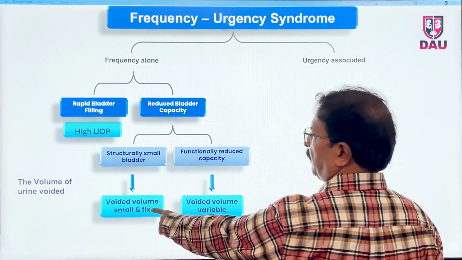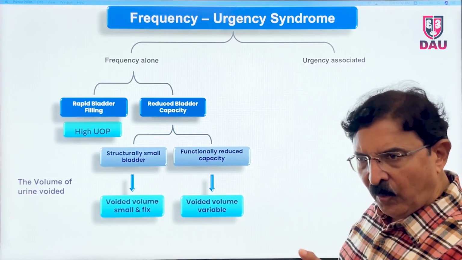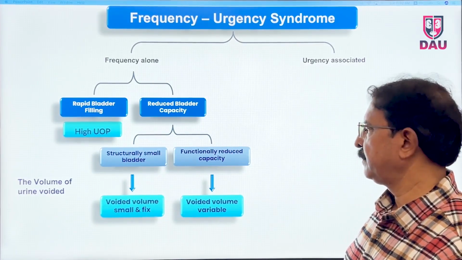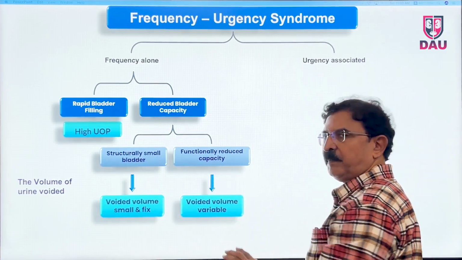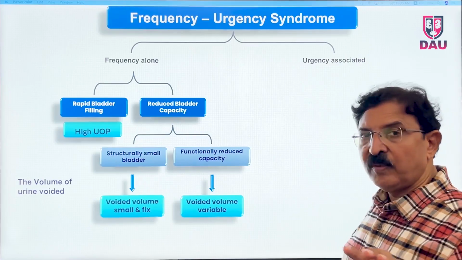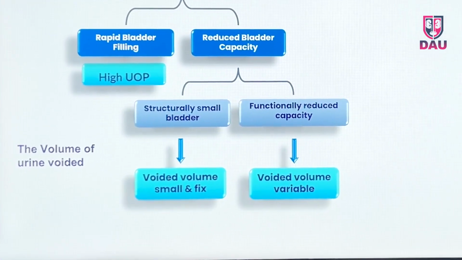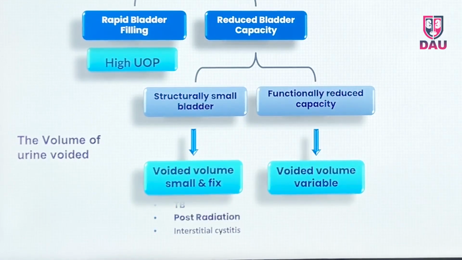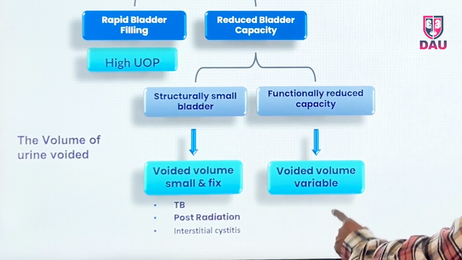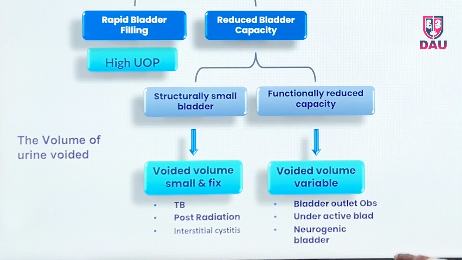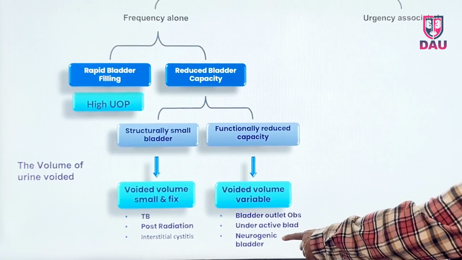Or the patient with a structurally small bladder will say, I void urine, low amount, every time the amount is the same, small and fixed. But if it is a functional reduction in the capacity, the patient will void a small amount, but this amount will be variable. Sometimes 100, sometimes 150, sometimes 200. But in a small bladder, it will be fixed all the time. And this small bladder happens commonly because of TB, radiotherapy, or interstitial cystitis. And functional reduction happens because of a combination of problems like bladder outflow obstruction, underactive bladder, or a neurogenic bladder.